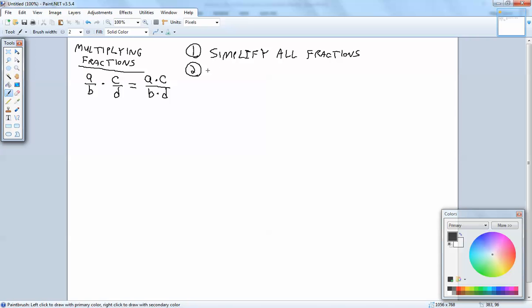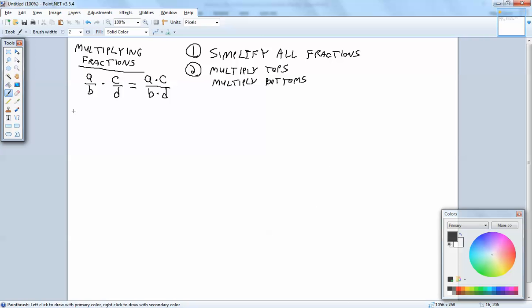variable you're dealing with. And then after we simplify your fractions, we'll multiply the tops, and we'll multiply the bottoms. So multiply the numerators and the denominators. Okay, now you notice I don't have step 3 here of simplify your final answer or reduce, because if you've done a good job in step 1, then you don't need to do that.